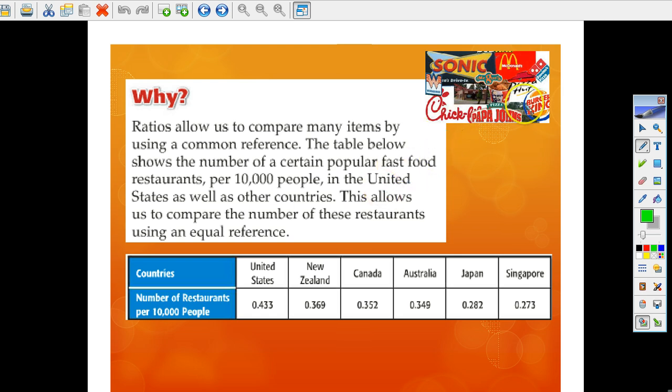Okay, so here's some delicious fast food places. So we're trying to compare a popular restaurant with other countries. So number of restaurants per 10,000 people. United States 0.433, New Zealand 0.369, Canada 0.352, Australia 0.349, Japan 0.282, Singapore 0.273. So obviously the United States has the most fast food restaurants per 10,000 people.